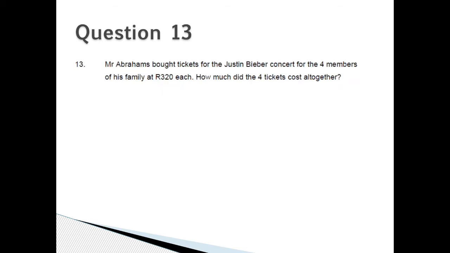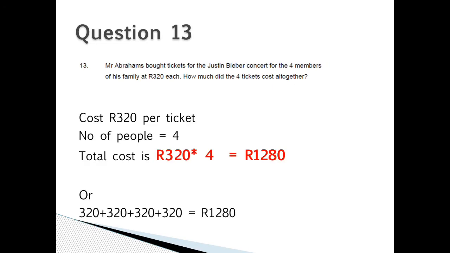6,891. Mr. Abrams bought tickets for the Justin Bieber concert for the 4 members of his family at 320 rands each. How much did the 4 tickets cost altogether? The cost per ticket was 320 Rand and the number of people were 4. So 320 multiplied by 4 is equal to 1,280. Alternatively, you could have added 320 plus 320 plus 320 plus 320, and it will also give you 1,280.